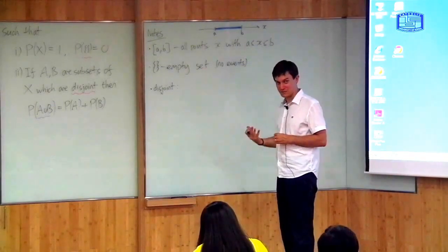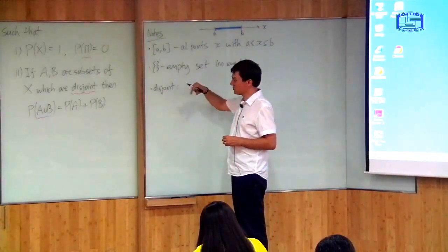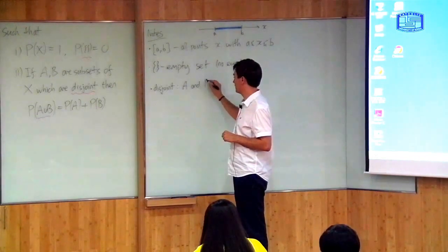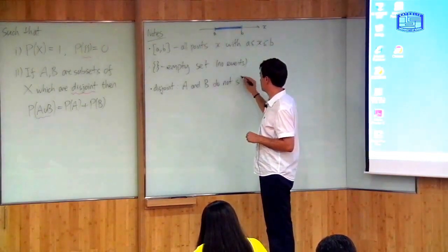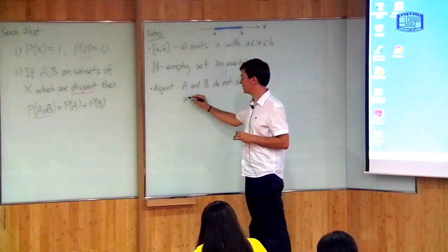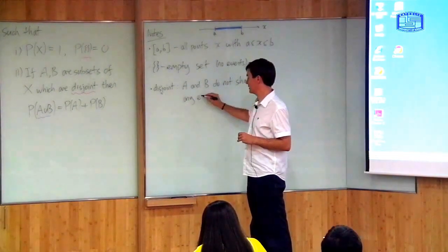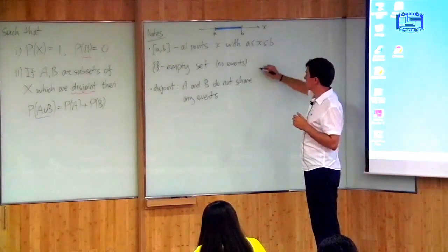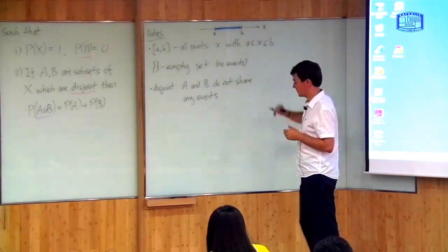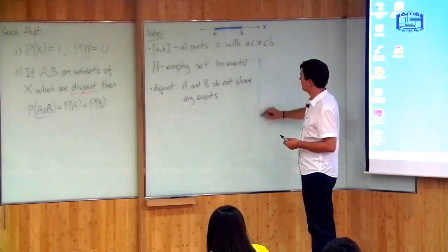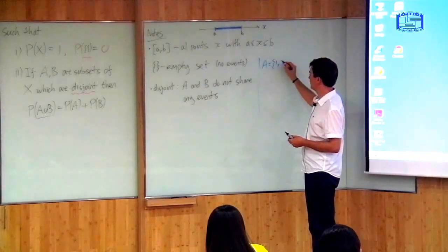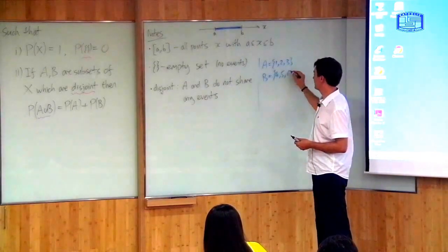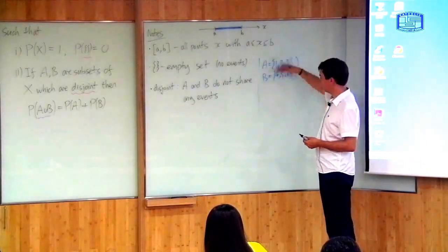Next is, what does it mean to say something is disjoint? It means that A and B are disjoint if they have none of the same elements. So A and B do not share any elements, any events. If I give you some examples of this, suppose that I've got a set A, which is the numbers 1, 2, and 3, and I've got the set B, which is 4, 5, and 6, then these are disjoint. All of the elements are different.